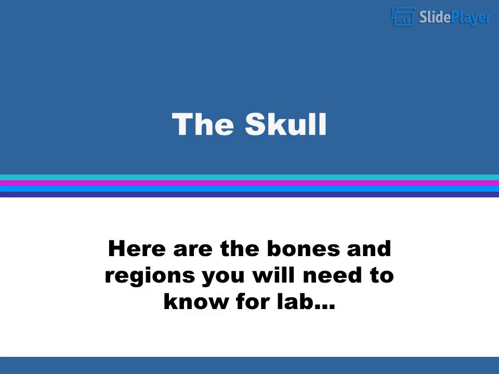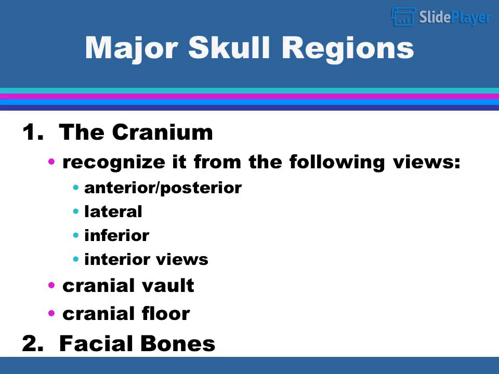Here are the bones and regions you will need to know for lab. The skull. Major skull regions: 1. The cranium. 2. Facial bones. Recognize it from the following views: anterior/posterior, lateral, inferior. Interior views: cranial vault, cranial floor.